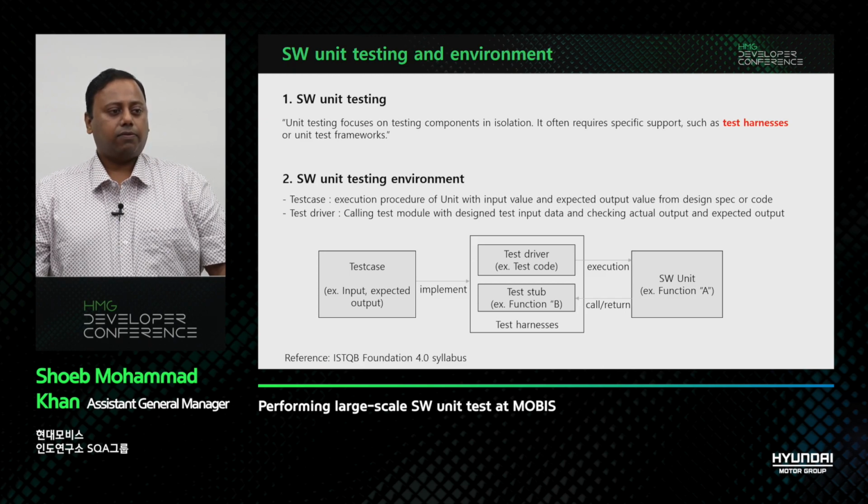Software unit testing environment. In this, we have three sections: test case, test harness and software unit. Software unit is your target function which has to be tested. Test case is an execution procedure of a unit in which we provide the input values and expected output values from design spec or code. Test harness consists of test driver and test stub. Test driver is a calling test module with designed test input data, checking the actual output and expected output.